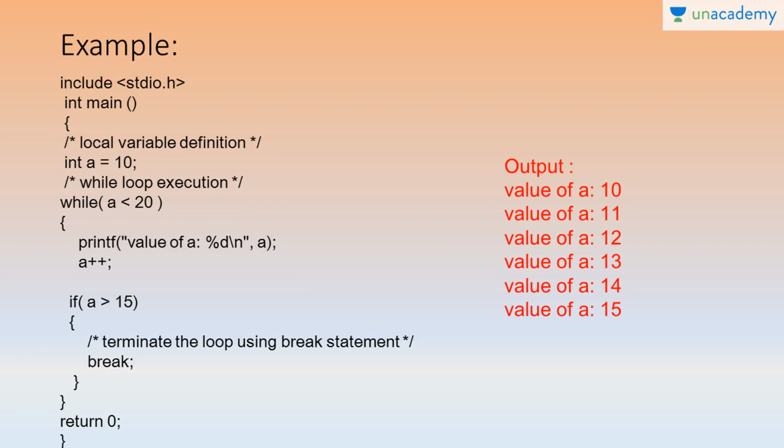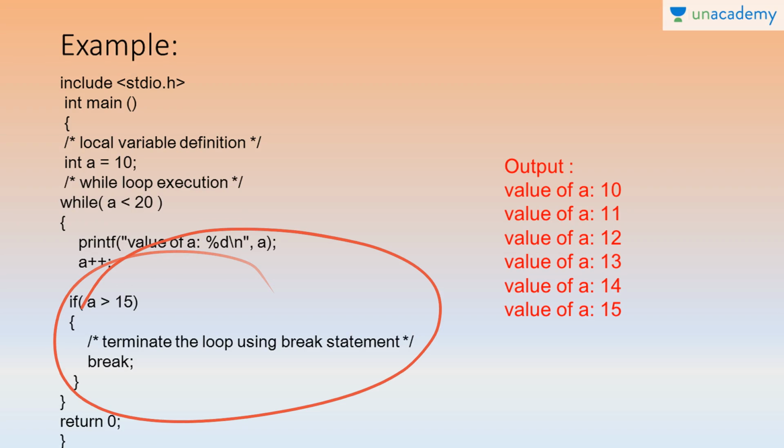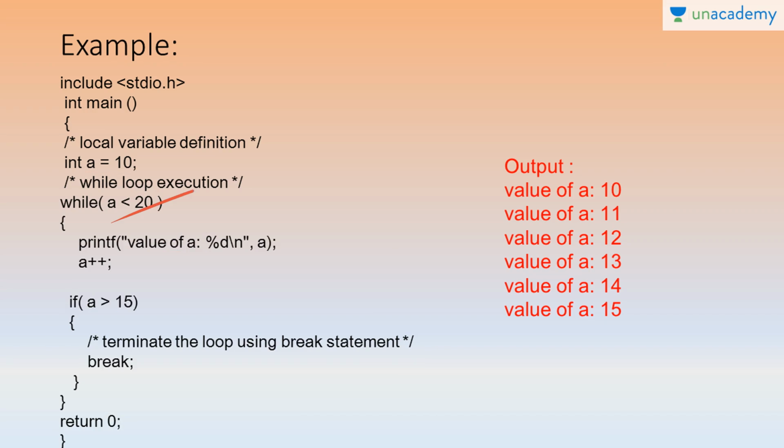Now we'll look into an example. int a = 10 is the declaration. Our condition is while a is less than 20. So while a is less than 20, we'll be printing the value of a, incrementing. But we also have a condition to check if a is greater than 15, break, that is terminate this loop using break statement. So see, first is 10, 10 is less than 20, value of a will be printed, increment it. So this will go on till 15.